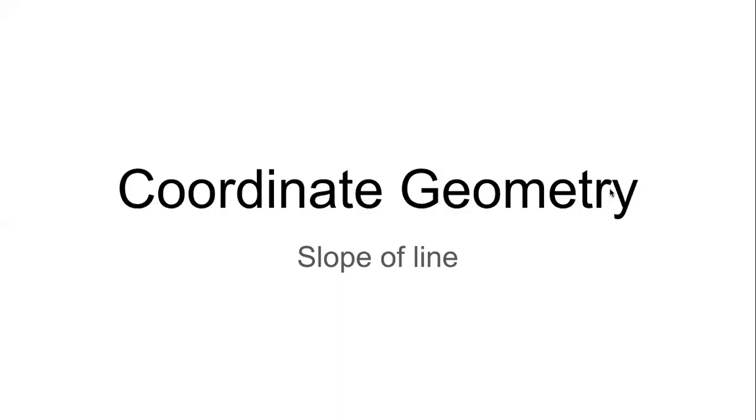We are studying chapter number 5 in Maths 2, which is coordinate geometry. We will continue with that and we will focus on the next and the last concept for this year, which is called slope of line.